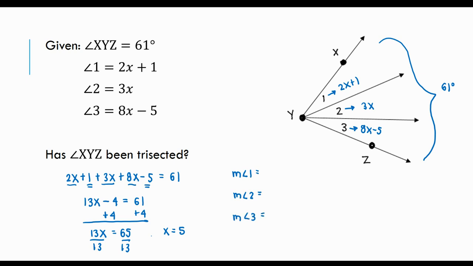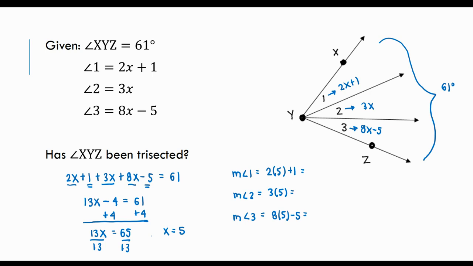Because if I know the measures of these and they're all the same, meaning that they're all congruent, well then yes, it's been trisected. So I'm going to substitute 5 back into each of those expressions. So we're going to have 2 times 5 plus 1. We're going to have 3 times 5. And we're going to have 8 times 5 minus 5.